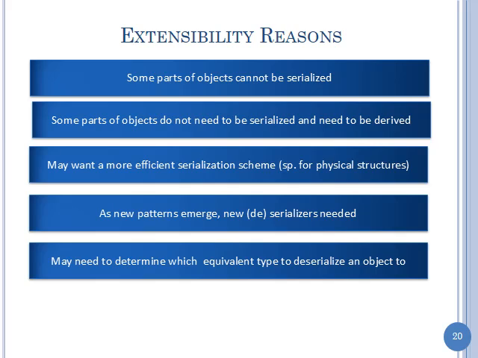Some parts of the objects need to be derived from other values. May want a more efficient scheme, and new patterns emerge. We need new serializers. If we are going to serialize an object into another kind of object, we need to provide some way of telling the system about how to map. Okay, so lots of reasons.